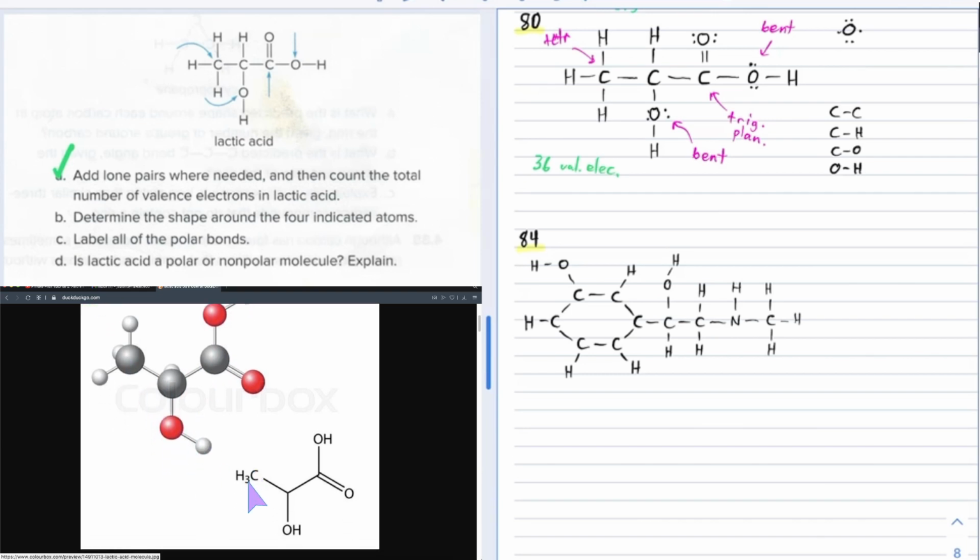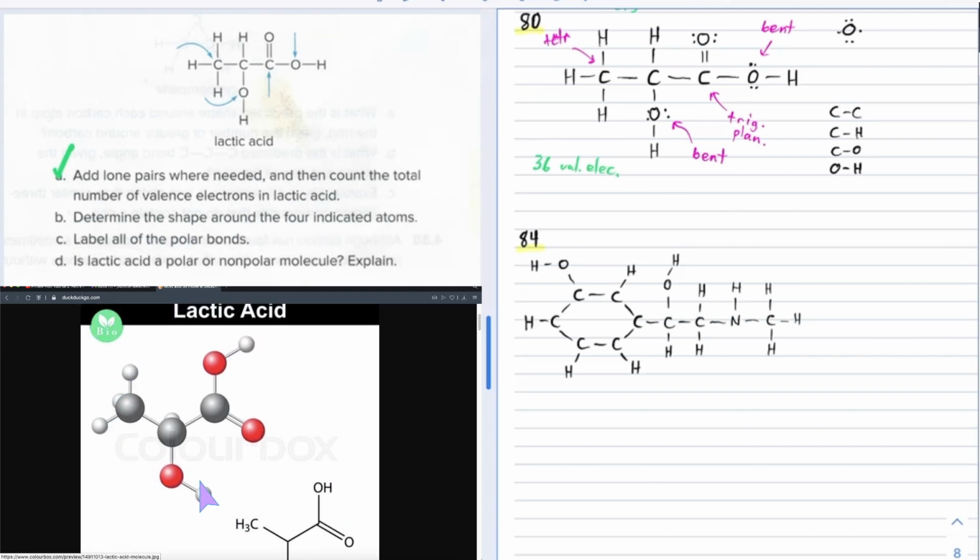Here's the skeletal structure, which represents the molecule.